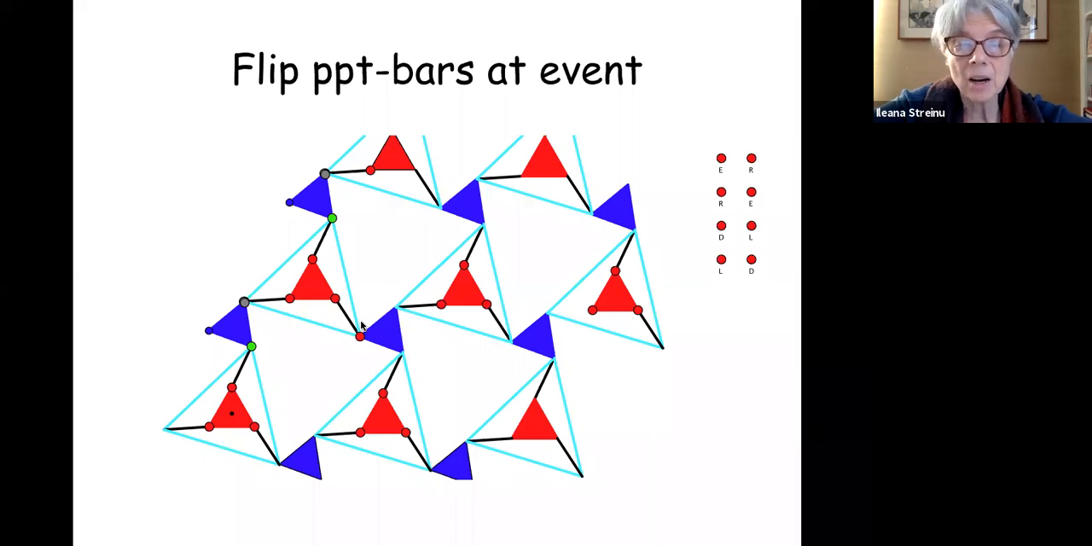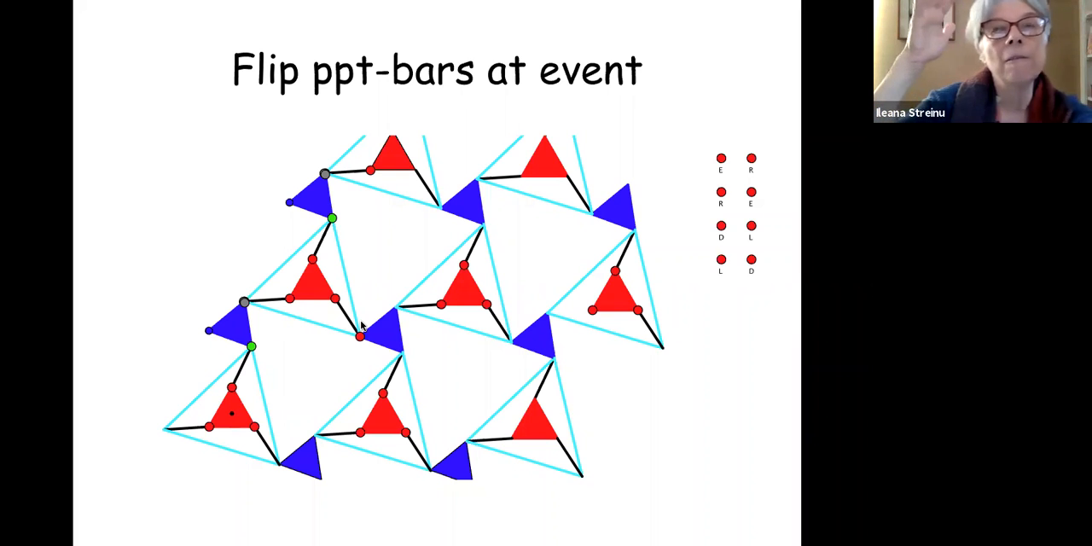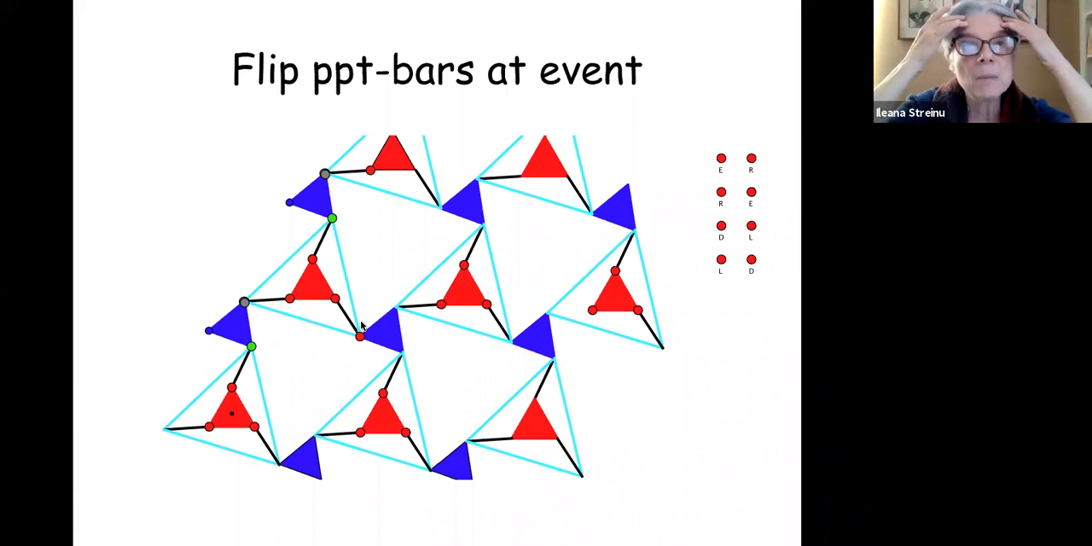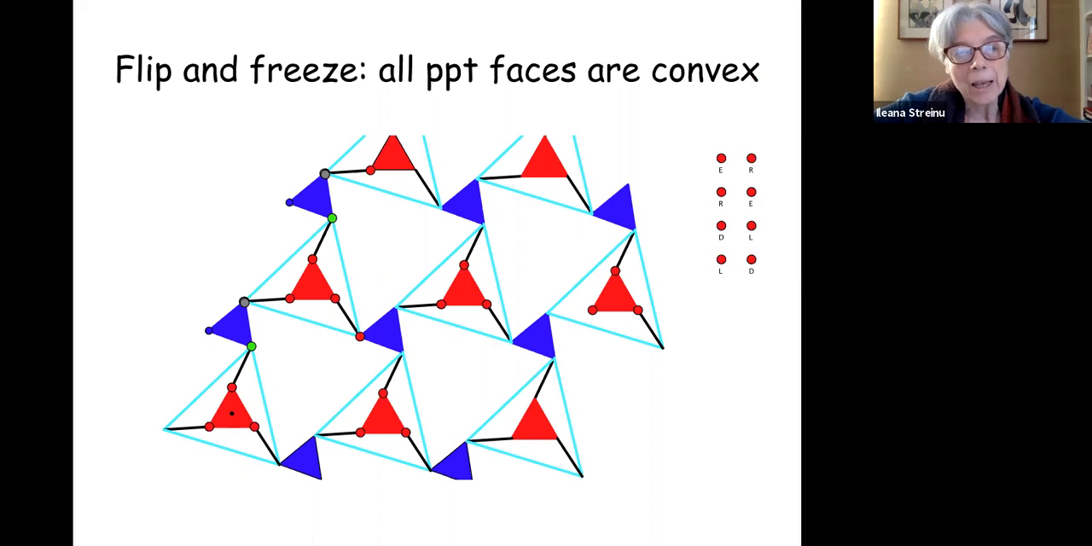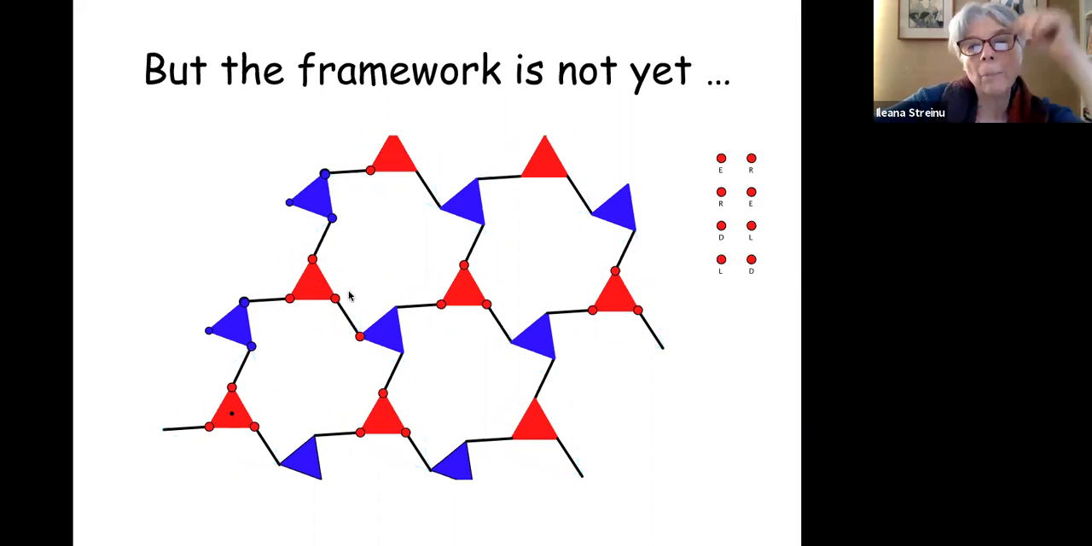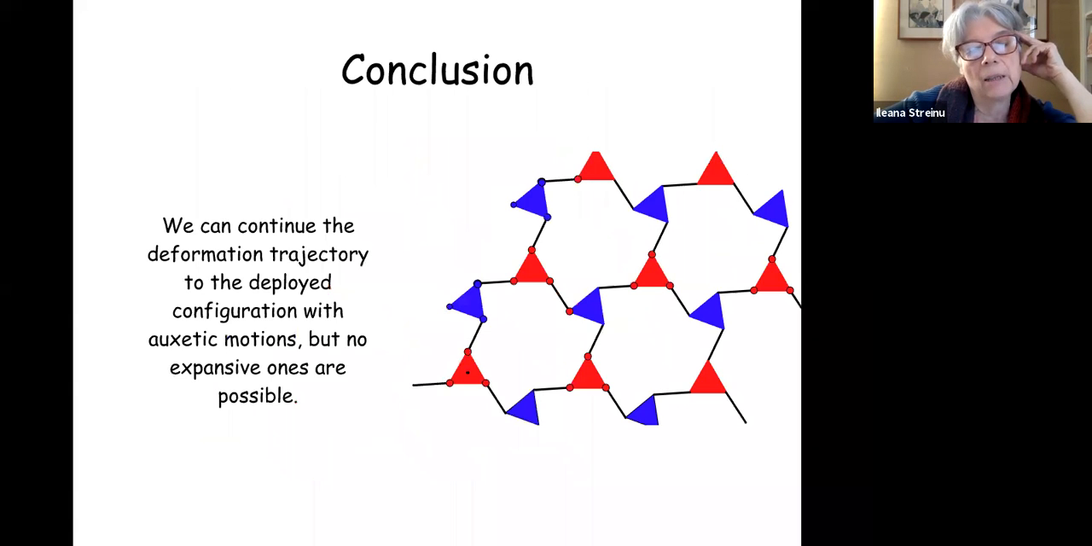There are several others that are based on pseudo-triangulation. Remember that at every flip event, at least in the first phase before I started freezing things, I had 14 possibilities. So there will be a number of them, but I've chosen this one because I got faster to the situation where I cannot continue. So I cannot continue just with the expansive motions. And look what happens. If I look at the original faces, they are not convex. Okay, so the framework is not yet convex. It's not yet at the maximum. But we can continue the deformation trajectory to the deployed configuration with auxetic motion. But expansive ones, at least from that particular position that I reached, are not possible.